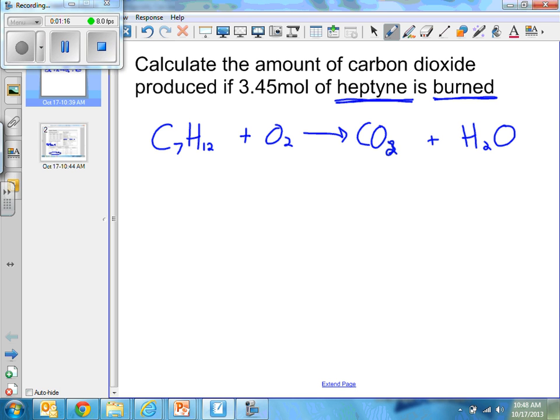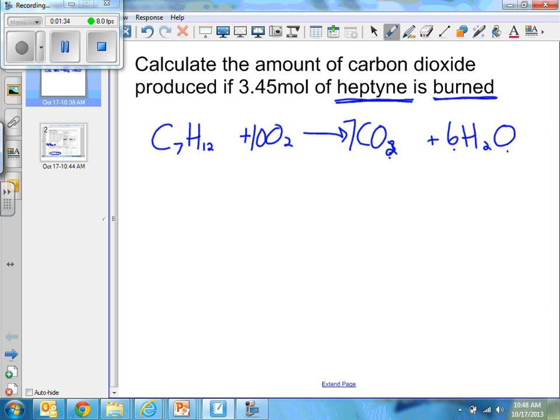Now we have to balance, so I need a 7 here to balance my carbons. I've got 16 hydrogen here, and I only have 2, so I need 8. This gives me a total of 7 times 2 is 14, plus another 8 oxygen gives me 22, so I need an 11 here to balance.